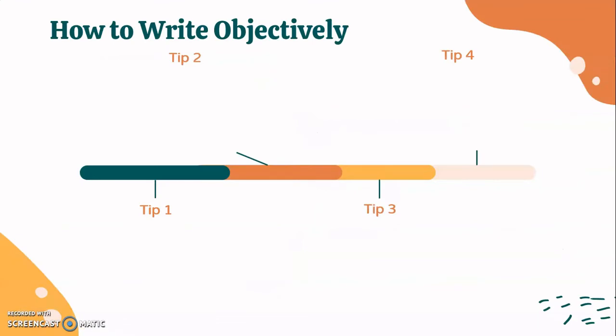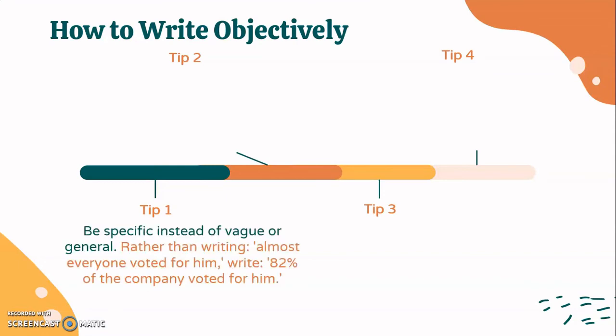Finally, if you want to be more professional in your academic setting while you're writing different kinds of academic materials, I'm going to give you 4 tips that will help you to be objective. So this is how you can write objectively. Tip number 1, be specific instead of being vague or general.